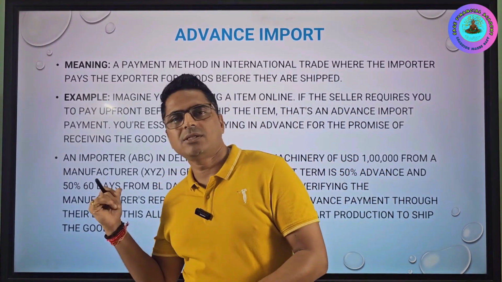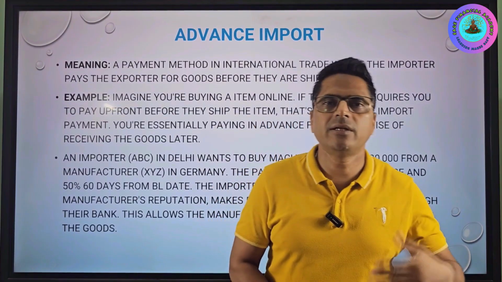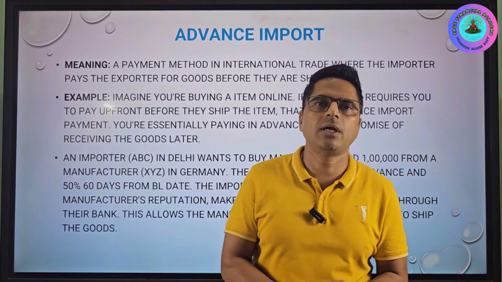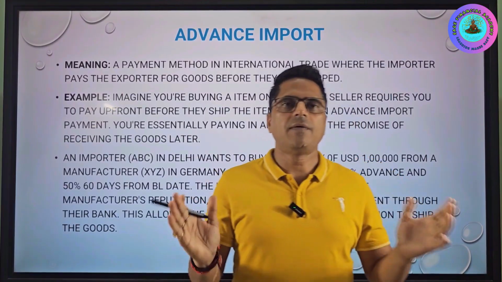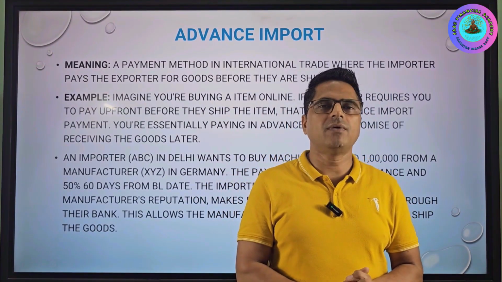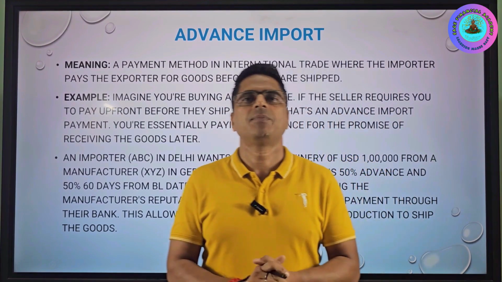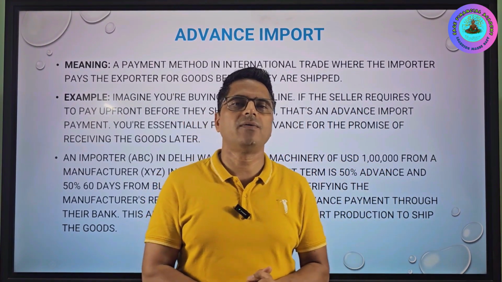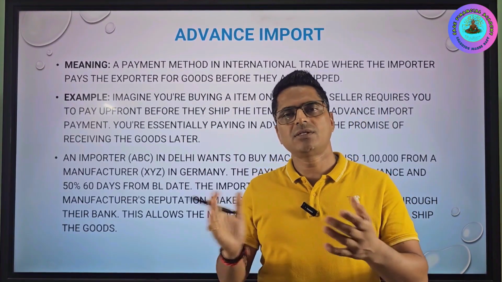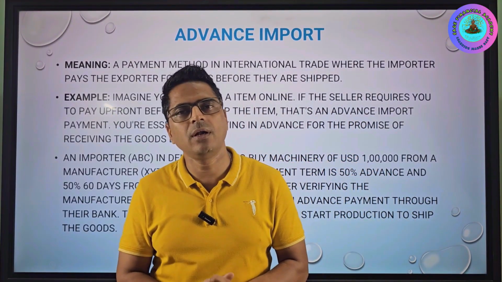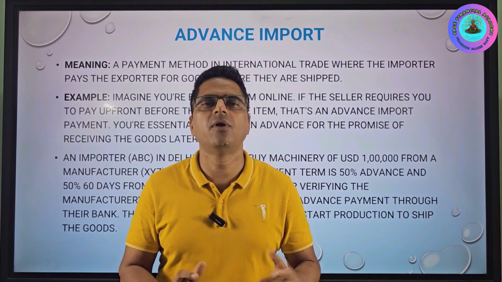So for example, in this case, the buyer importer has made the 50% payment as an advance to manufacture that machinery, and 50% is 60 days after BL date. After receiving 50% as an advance, the supplier will start manufacturing this machinery, and after completion of the manufacture, the supplier will ship the machinery to that importer, and once the importer receives it, the importer will make the payment as per the contract, 60 days from bill of lading date.